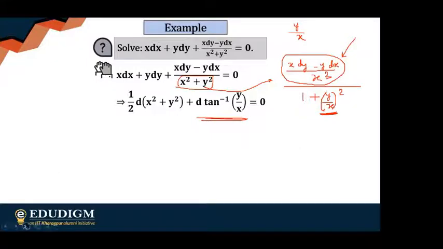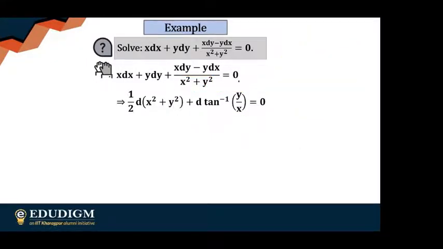Now the best part is, since you know this is d of tan inverse y by x, and this part is very simple because this is going to give you x square by 2, this is giving you y square by 2. So if you integrate, simply this is what you're going to have. Okay, so this is the idea behind exact differential equations.